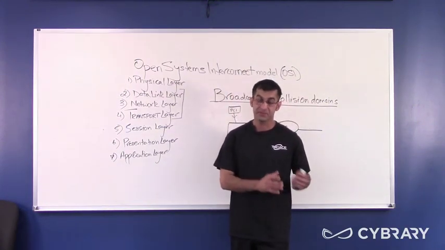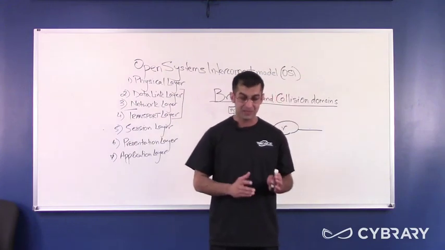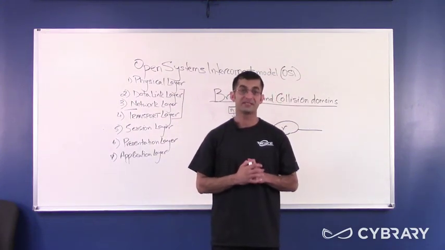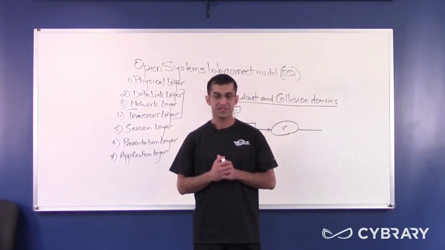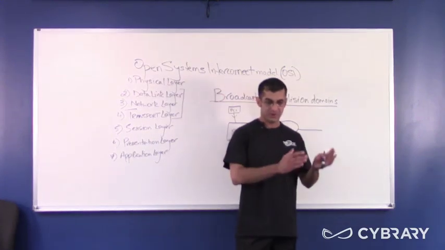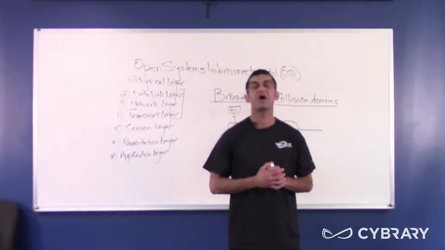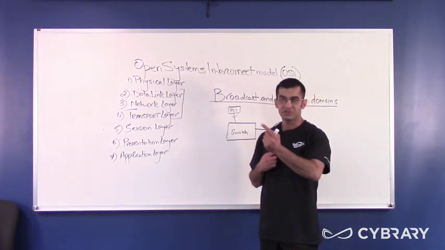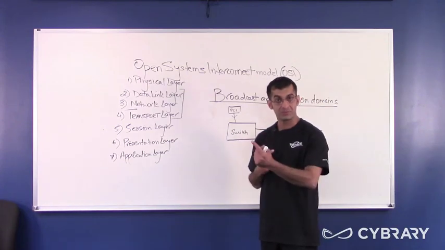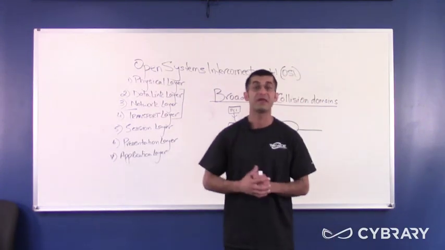So the speed is 10 megabits per second, and it runs at half duplex with something called CSMA-CD, which stands for Carrier Sense Multiple Access with Collision Detection. So first, let me take care of the duplex part of it. Ethernet runs at half duplex. Half duplex means that bidirectional communication is possible, but only in one direction at a time.